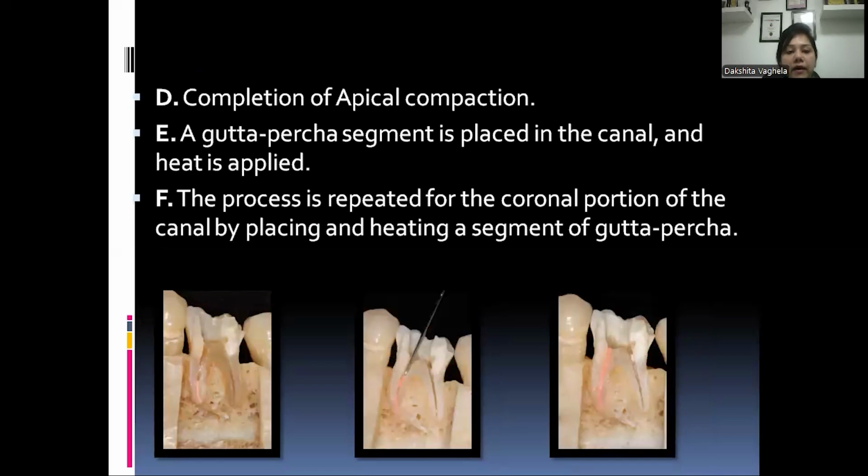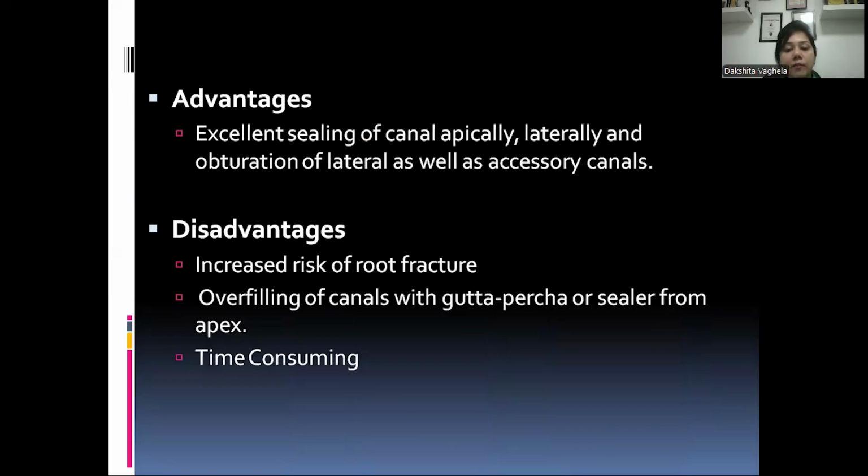And then you will apply apical compaction, and a gutta-percha segment is placed in the canal and heat is again applied. The process is repeated for the coronal portion of the canal by placing and heating a segment of gutta-percha, and that is how you fill the coronal segment as well. Now, because you are putting vertical pressure, the main disadvantage of this method is that it can extrude out of the canal because you are putting a lot of vertical pressure, plus vertical root fracture can result because of the high pressure during compacting.